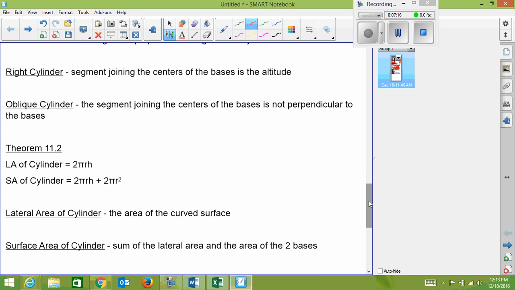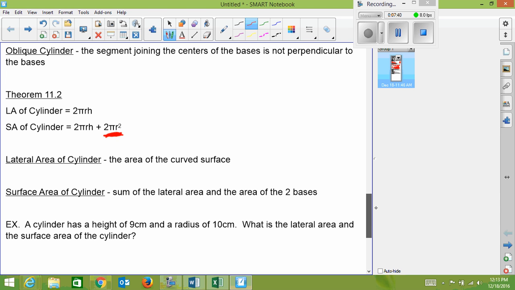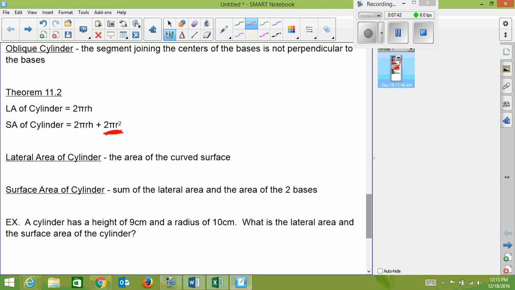Theorem 11.2. The lateral area of a cylinder is 2 pi times radius times height. And then the surface area would be 2 times pi times radius times height plus 2 pi r squared. Keep in mind, pi r squared is the area of a circle, and then you'd have to take it times 2. You're taking 2 times the area of the base, just like in that last formula, but because it's a circle, it's always pi r squared. So the lateral area of a cylinder is the area of the curved surface, and the surface area of a cylinder is the sum of the lateral area and the area of the 2 bases added together.